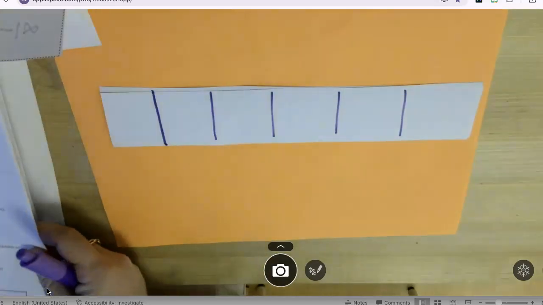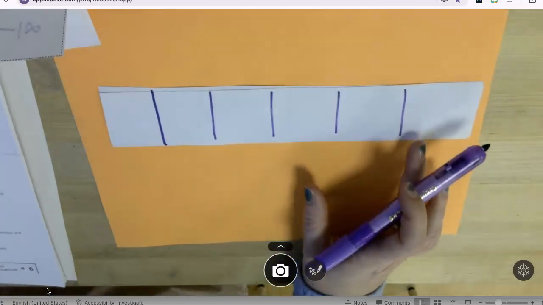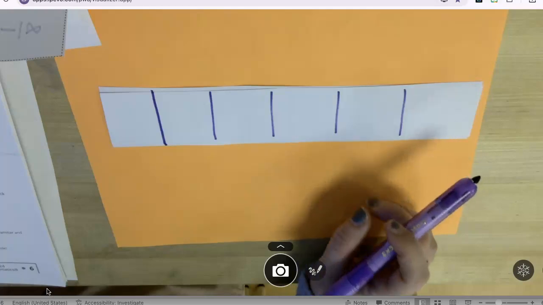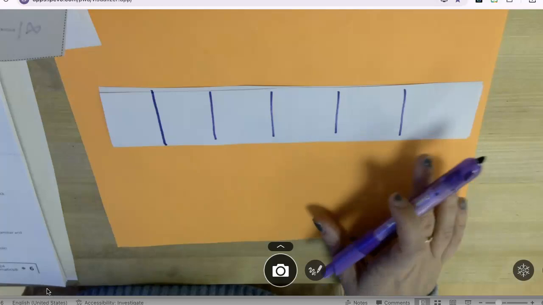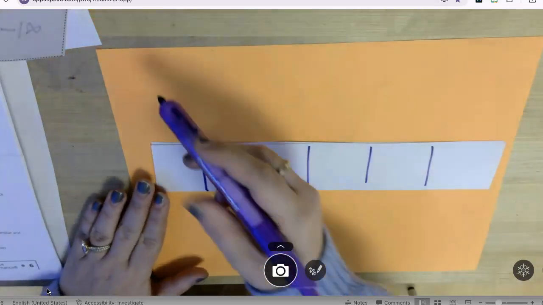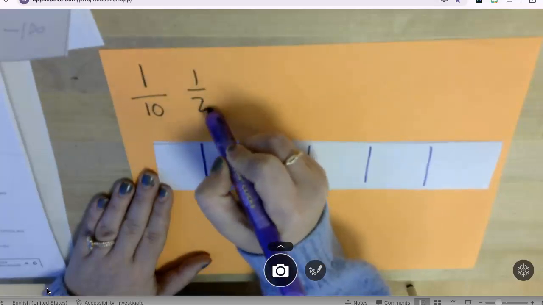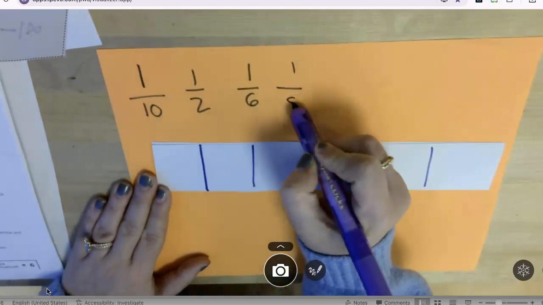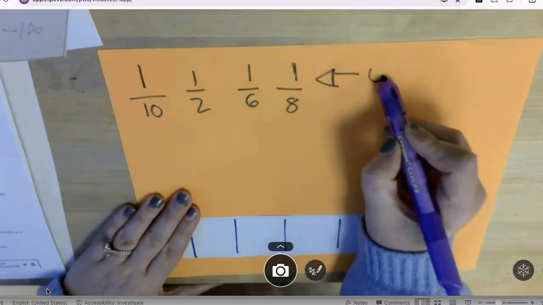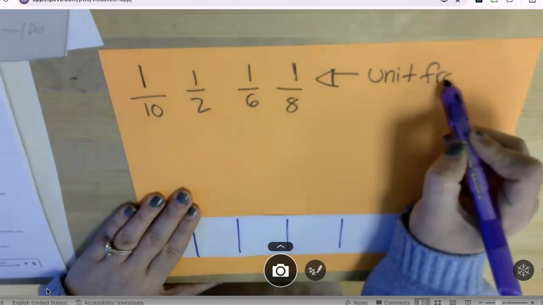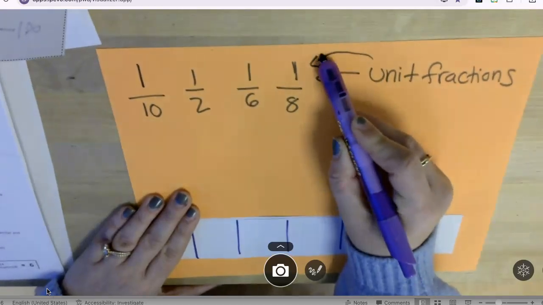So as you go through your student packet, you want to be thinking about the sizes of your fractions. What is the numerator? What is the denominator? And I want you to be thinking too, all of these numerators in our fractions so far have a 1 in them. 1/10, 1/2, 1/6, 1/8. All of these numerators have 1s in them. These are called unit fractions. A unit fraction always has 1 in its numerator.